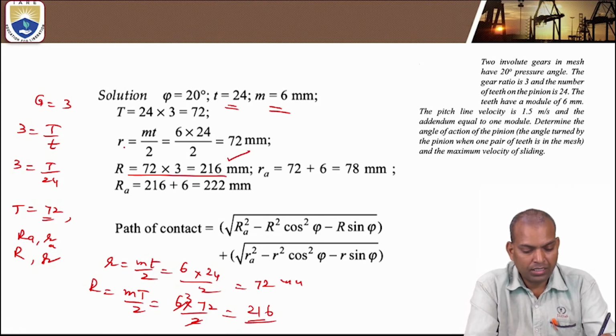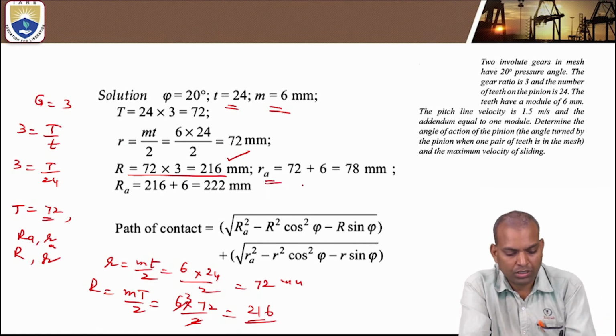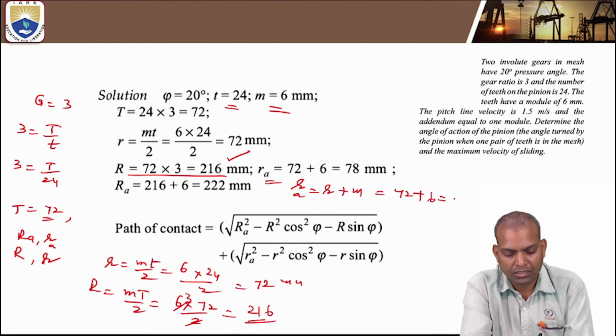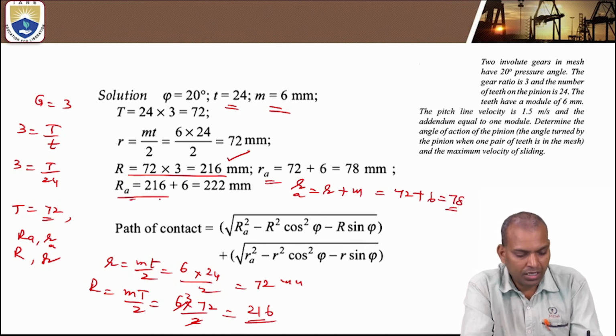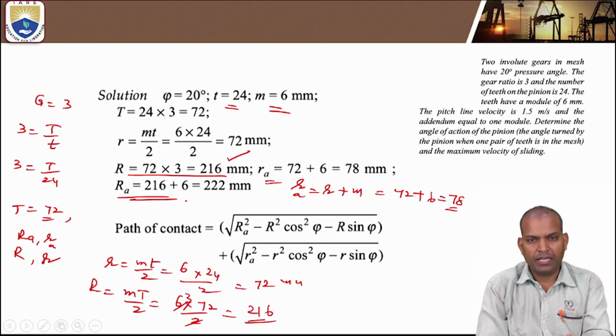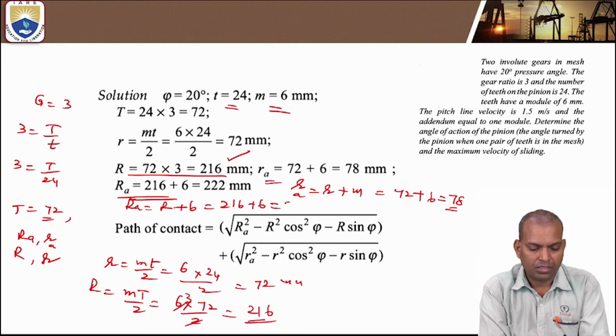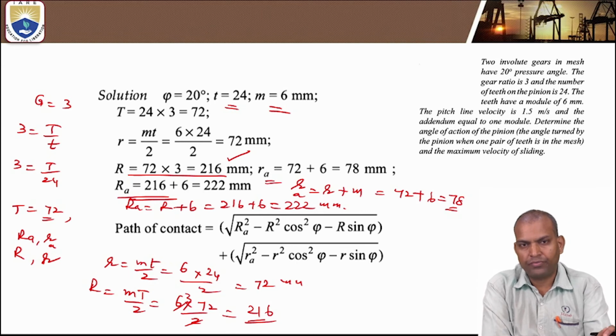After calculating R, RA equals small r plus m. What is small r here? 72. What is the module? 6. That is 78. Similarly, RA, the addendum radius of the gear, RA equals capital R plus 6. That is 216 plus 6, that is 222 millimeters.